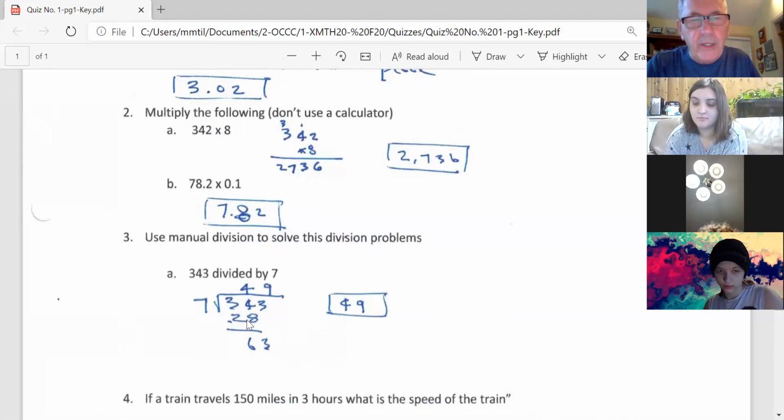It's harder than multiplying. It really is because you have to guess. You have to guess how many times this number will go into that number. And if you don't know your multiplication tables, it becomes hard. I know that. That's why you need a table to do that.